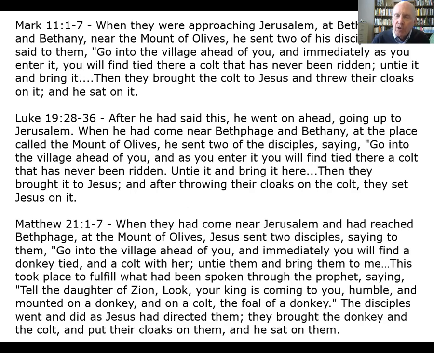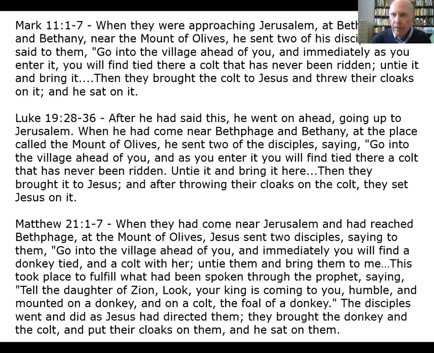And then he quotes the prophecy that's fulfilled, as Matthew understands it, with this occurrence. This is to fulfill what the prophet said, tell the daughter of Zion, look, your king is coming to you humble and mounted on a donkey, and on a colt, the foal of a donkey. So we got two animals. And then according to Matthew, the disciples went and did as Jesus had directed them. They brought the donkey and the colt and put their cloaks on them, and he sat on them.